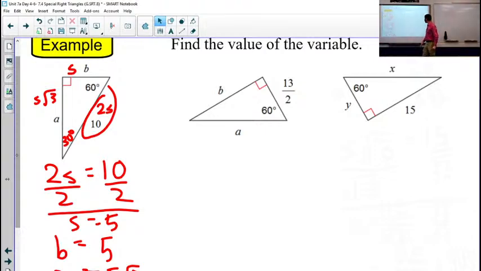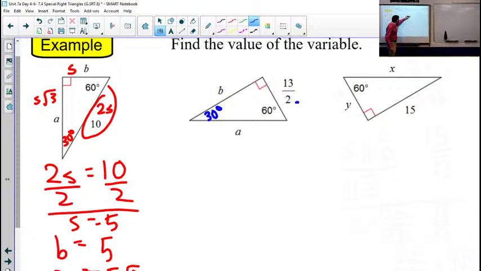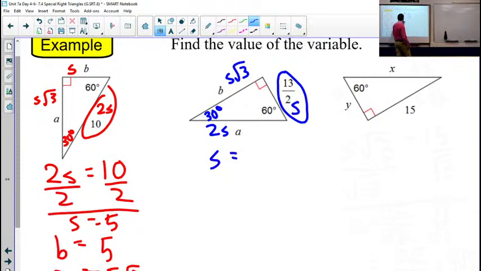Next one, 13 over 2. I'm going to do this one pretty quickly because it should be pretty easy. This one's 30. So across from my 30 should be my short leg. My hypotenuse should be across from the right angle. And then my long leg is S square root of 3 across from the 60. And the reason this one is pretty easy is because I don't really need to solve any equation because I'm given my short leg. My short leg is 13 over 2.